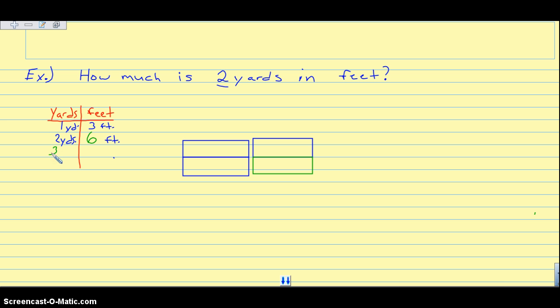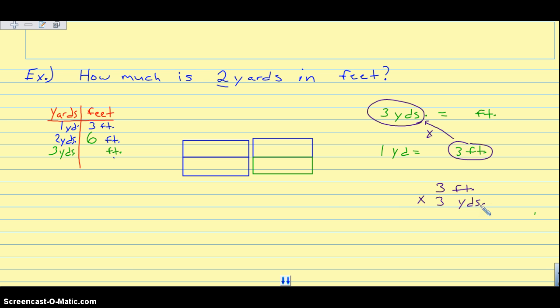Okay, so what if I asked you, I have 3 yards. How much is that in feet? Well, I can write it out, and we'll do the multiplication way. I have 3 yards, and that equals, I don't know how many feet, that's the unknown. But I do know that 1 yard equals 3 feet. So what would you do? I will get my 3 feet and multiply it by 3 yards. So it will look like this: 3 feet times 3 yards would equal 9 feet. And it's just like a pattern counting by threes. Each one you're just adding 3.